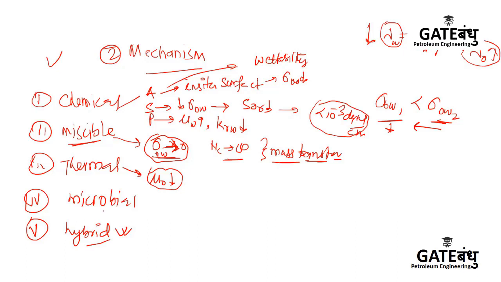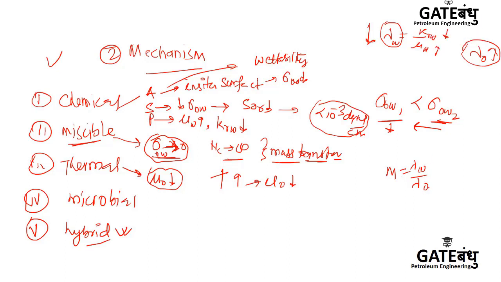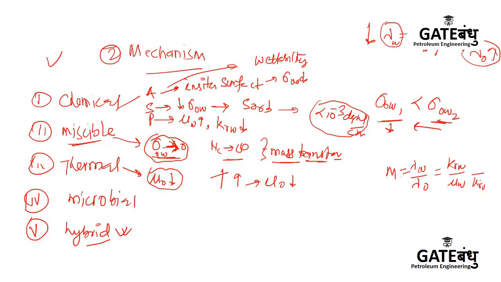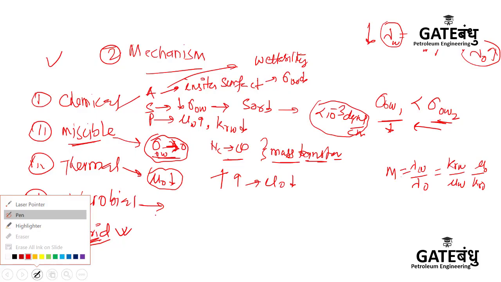So when temperature is increasing, the viscosity of oil will be decreasing, and there is very little effect of temperature on the water. So when I explained to you earlier the concept of mobility, that is the mobility of displacing fluid divided by the mobility of displaced fluid, that is actually KRW by mu W and KRO by mu O.